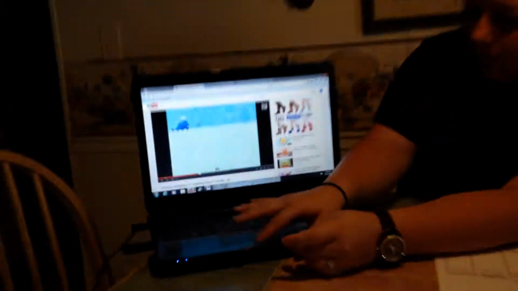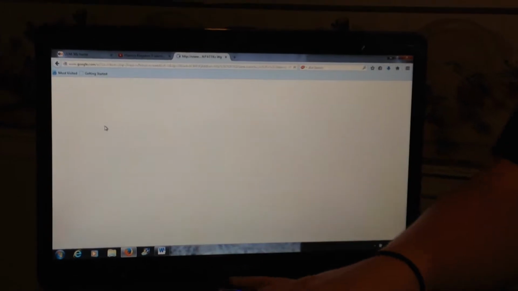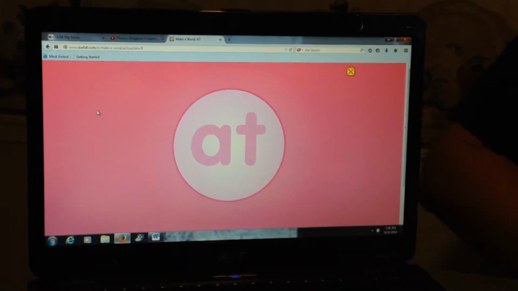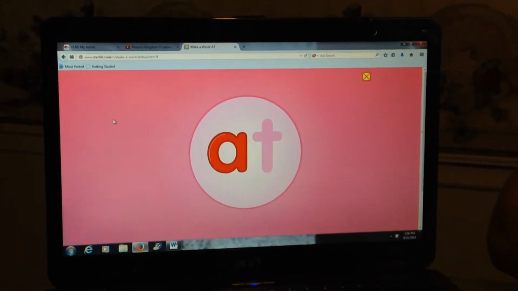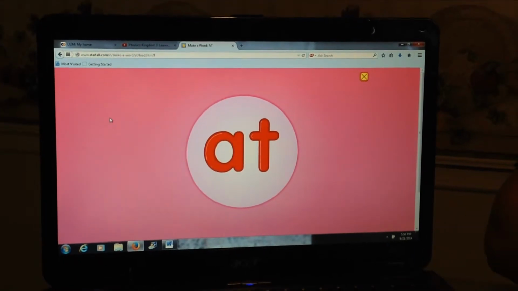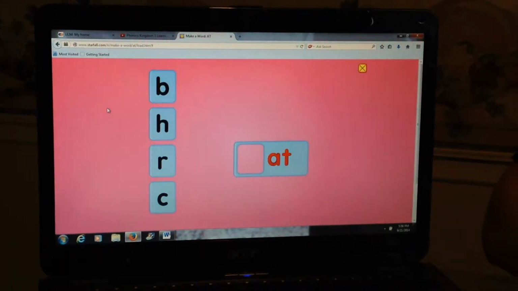Make a word with at. At. To match the picture.